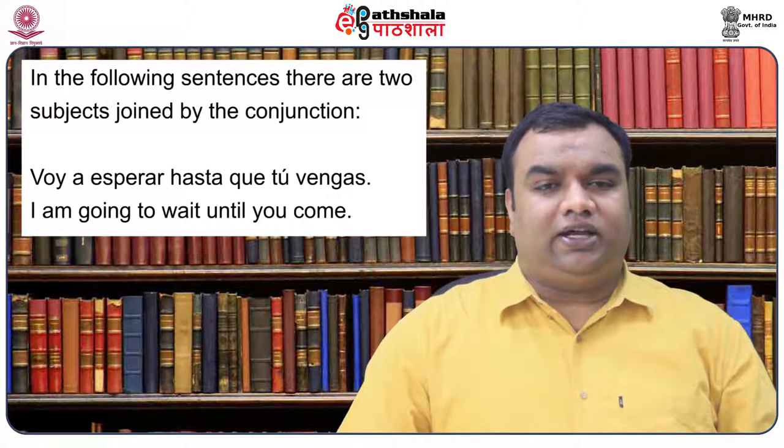Voy a esperar hasta que tú vengas. I repeat, voy a esperar hasta que tú vengas. In English, the translation is, I am going to wait until you come. As you can see, the subject for the verb in the main clause voy is yo, and in the dependent clause it is tú. Let us see another example.